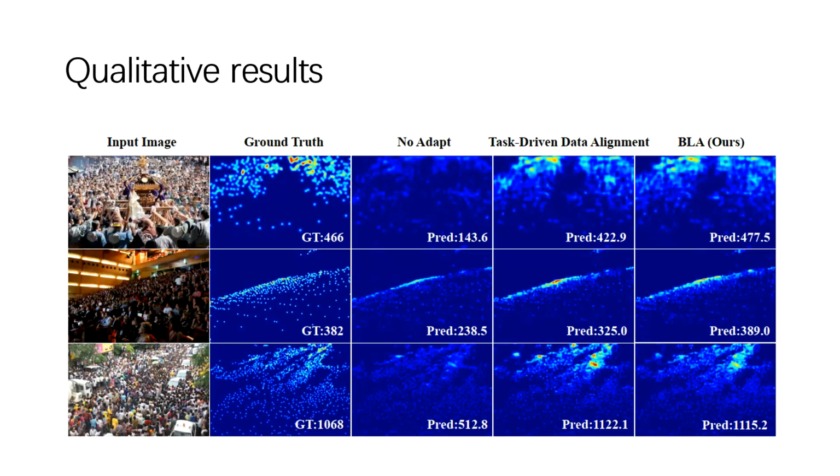In addition, we show some results on the SHA dataset. For column 3, we can see that without adaptation, the model either fails to detect the presence of people in some areas or fails to get a correct estimation of local density. Our task-driven data alignment helps to reduce the errors largely, indicating that the domain gaps are significantly narrowed. After further adding our fine-grained feature alignment, our BLA method provides more accurate final counts.